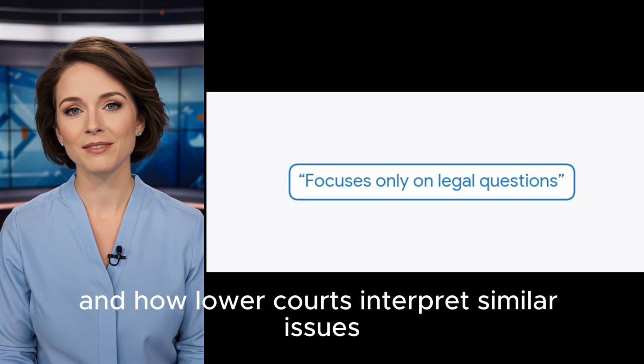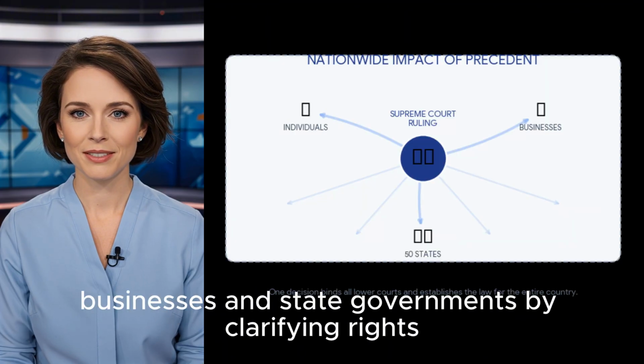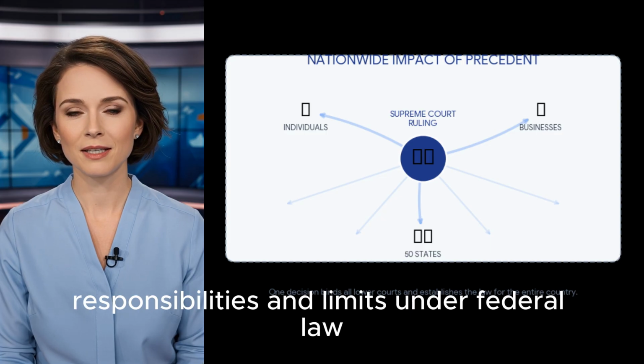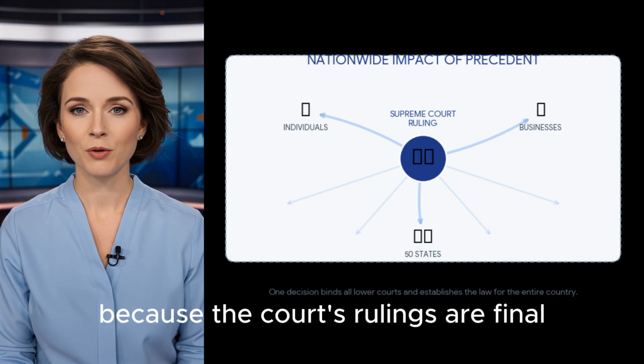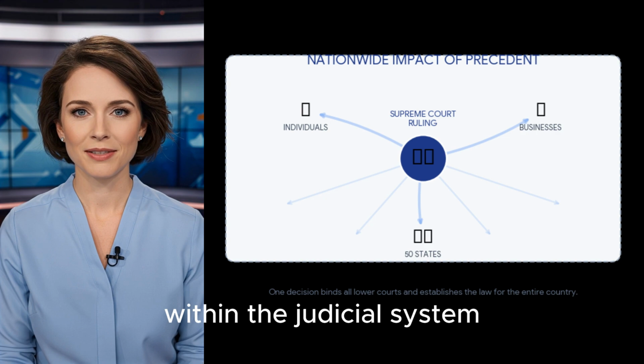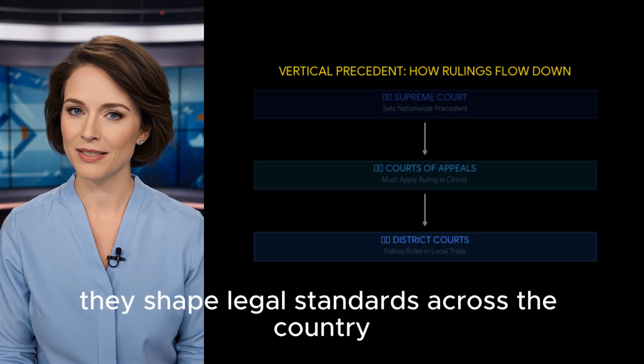Supreme Court decisions can influence how laws are applied, how government agencies operate, and how lower courts interpret similar issues. They can affect individuals, businesses, and state governments by clarifying rights, responsibilities, and limits under federal law. Because the court's rulings are final within the judicial system, they shape legal standards across the country.